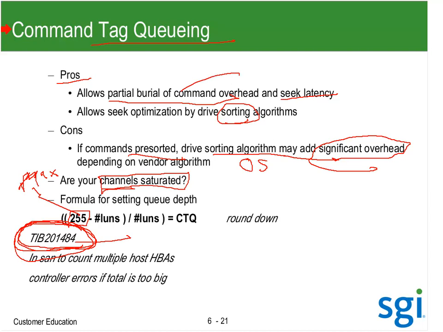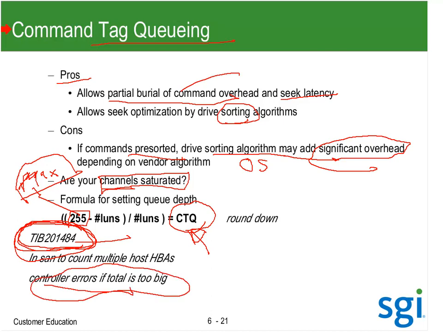You then divide by the number of LUNs such that every LUN has an equal CTQ that will not add up to more than the max. That's the bottom line of what you're trying to do. Get an equal command tag queuing length that, when it adds up to everything that controller sees, does not exceed what the controller can keep track of. Otherwise, you can get controller errors if it loses track of these CTQs. But 256 was the older controller. Look at this technical information bulletin for more details.